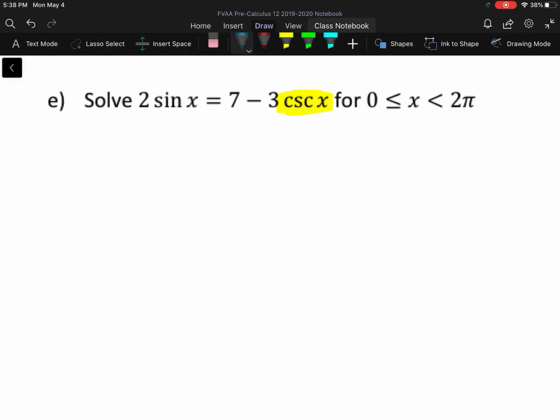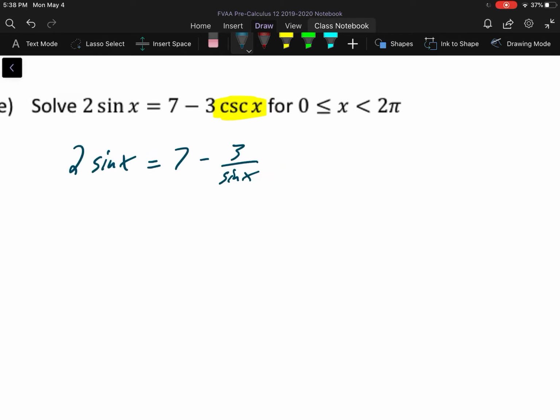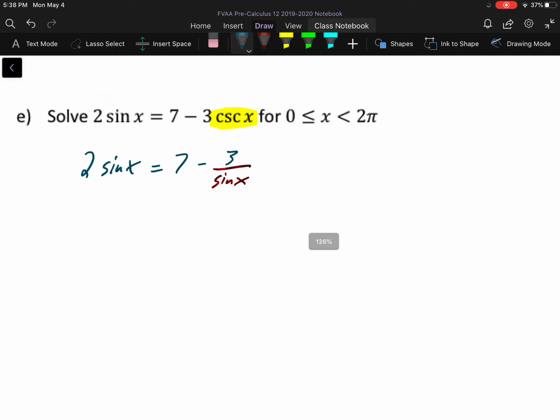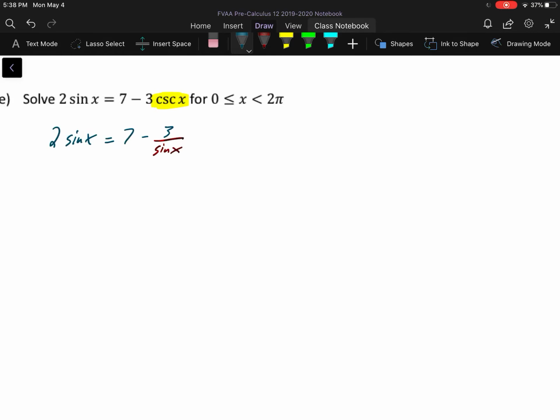It's already in sine, so I'm going to get 2 sine x is equal to 7 minus 3 over sine x, because it's 3 times 1 over sine x, which is 3 over sine x. Let me make that in red so that you know that it has been substituted for cosecant. Now that sine x is in the denominator position, I have some non-permissible values. Sine x can't equal 0, or else my equation is going to be undefined.